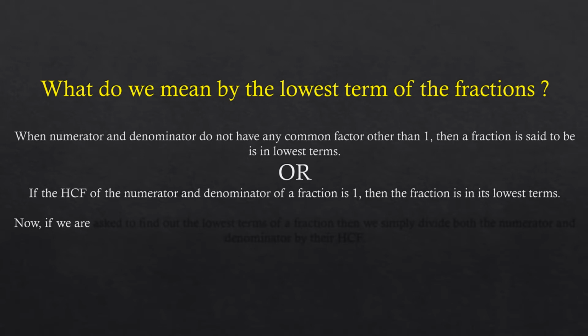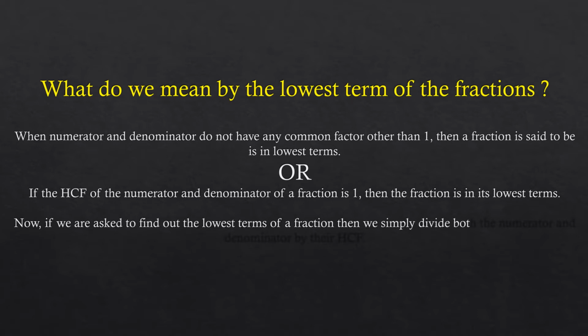Now, if we are asked to find out the lowest term of a fraction, then we simply divide both the numerator and denominator by their HCF. Now let us understand what we have studied here. We said when numerator and denominator do not have any common factor other than 1. What is this common factor other than 1?